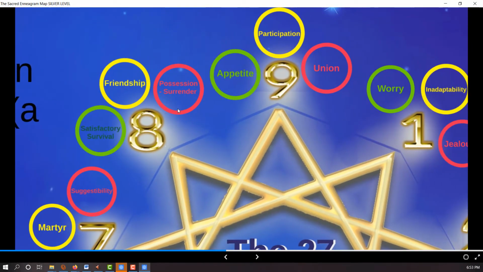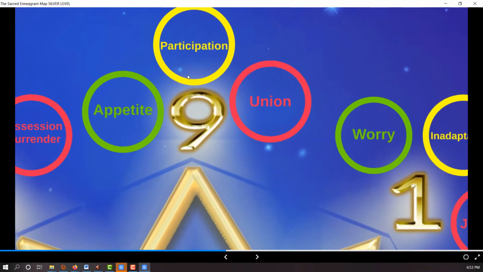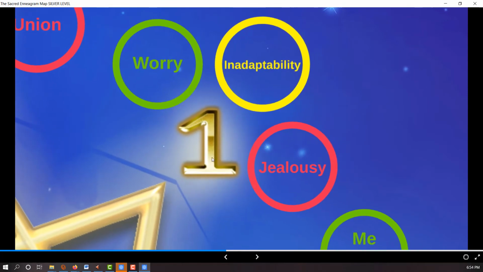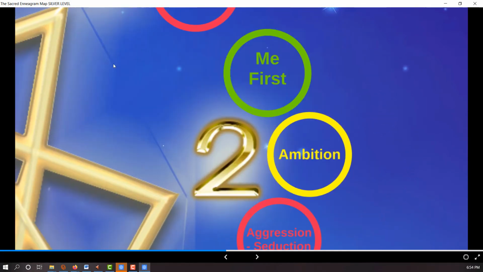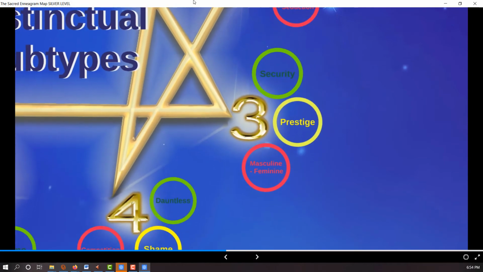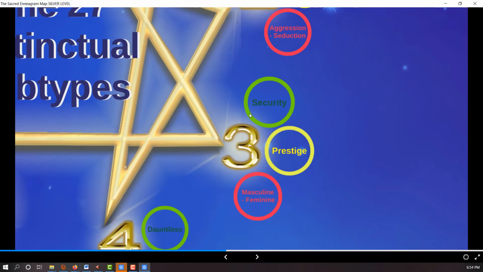And each of the 9 Enneagram types has their own instinctual subtype headings. So for 9, the self-preservation is appetite, or the social instinct is participation, and 9's sexual instinct would be called union. For Enneagram type 1 here, we have the self-preservation of worry, or we have the social instinct of inadaptability, or we have the sexual instinct of jealousy. For Enneagram Type 2, we have the self-preservation of me first, or the social instinct of ambition, or the sexual instinct of aggression and seduction. And so it continues all the way around for all the 9 types. They all have different titles for the instinctual subtypes.